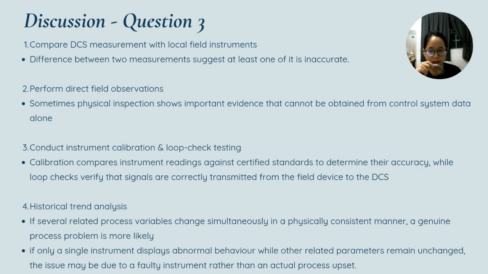Last but not least is to carry out historical trend analysis. If several related process variables change simultaneously in a physically consistent manner, a genuine process problem is more likely to have happened. On the other hand, if only a single instrument displays abnormal behavior while other related parameters remain unchanged, the issue may be due to a faulty instrument instead of an actual problem.